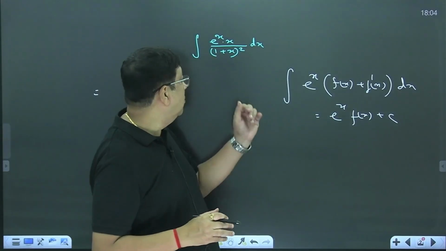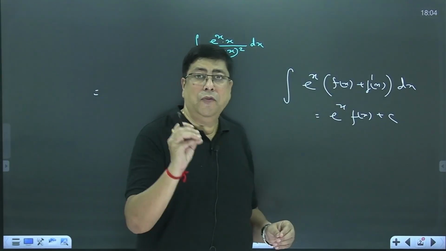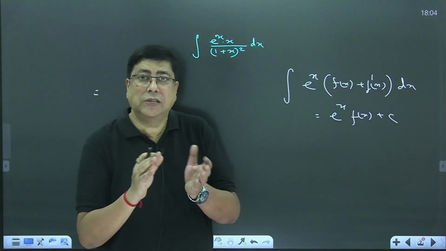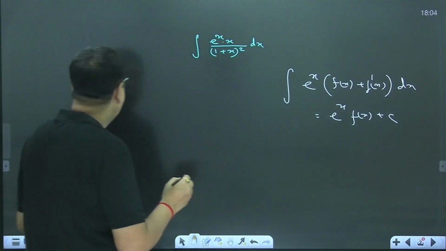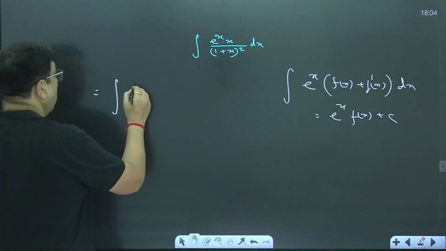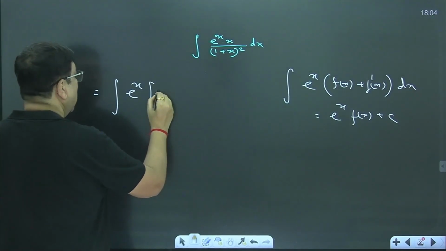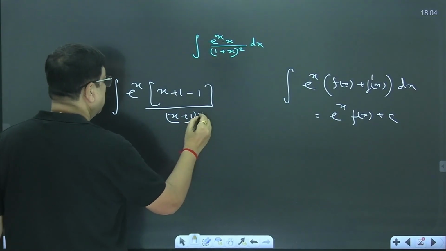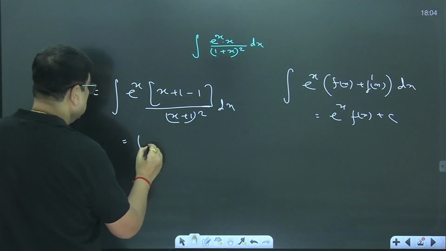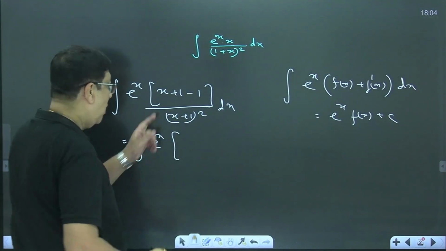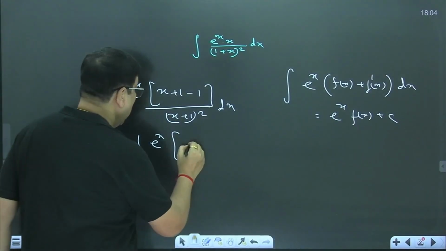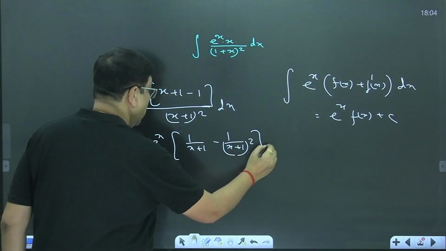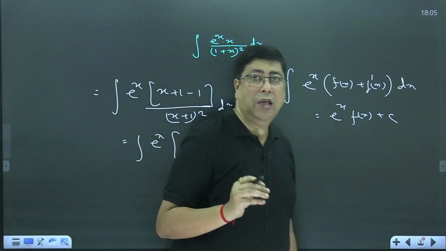Okay, so what to do here? We have to identify f x and its derivative. You have to identify which to take as f and which is its derivative. So in this case, we'll write e to the power x, and I can write x plus 1 minus 1 by x plus 1 whole square dx. So x by x plus 1 whole square becomes 1 by x plus 1 minus 1 by x plus 1 whole square. Remember one thing, indefinite integral is called antiderivative.